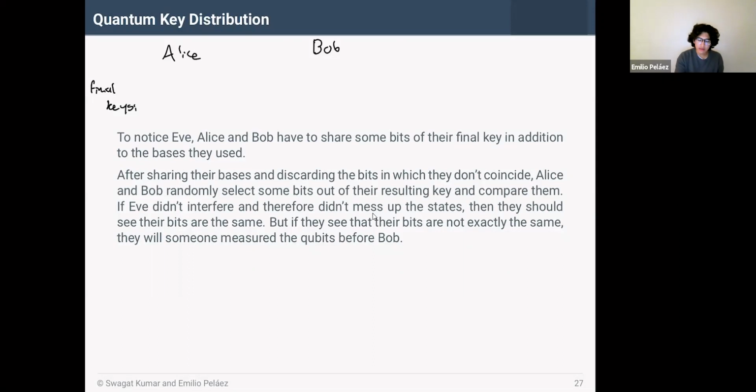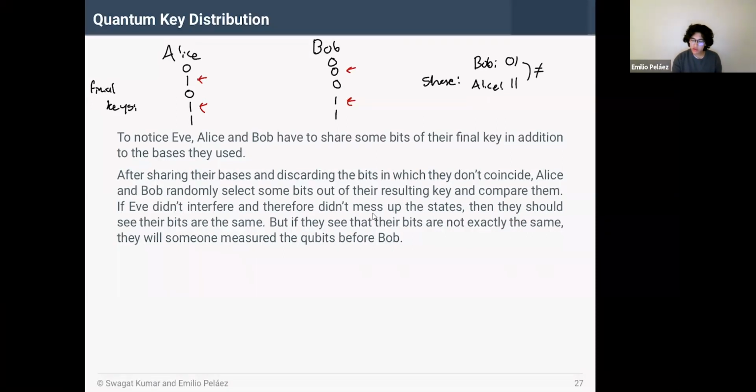So let's say Alice has 0, 1, 0, 1, 1, and Bob has 0, 0, 0, 1, 1. They're just going to choose some random bits from there. So there's this one and this one, maybe this is random. So this one and this one. So they're going to share. Bob will share 0, 1, and Alice will share 1, 1. And since these are not equal, they will know that Eve was there.